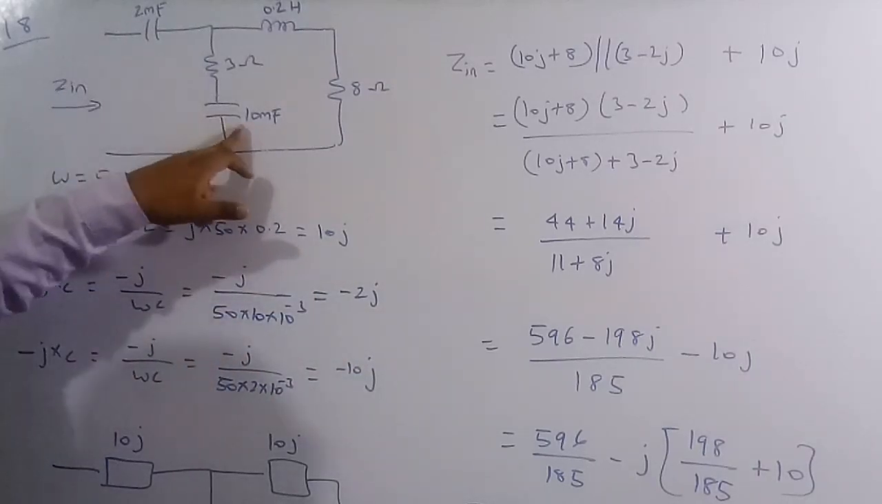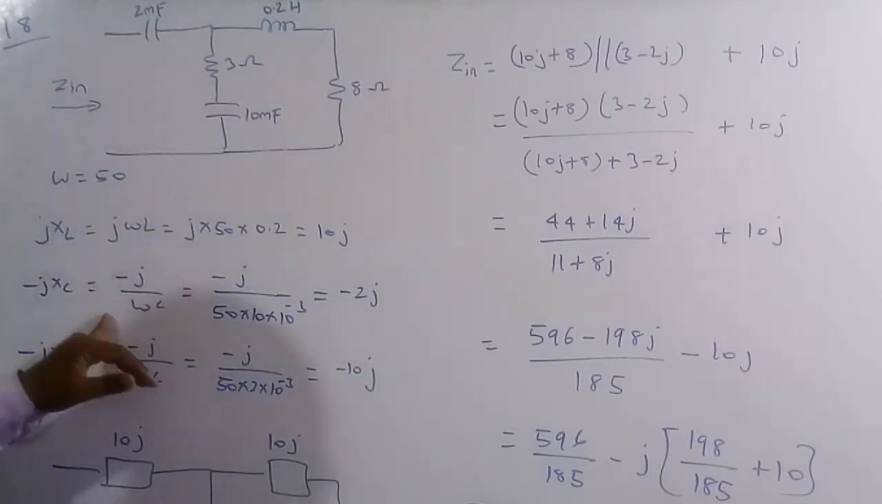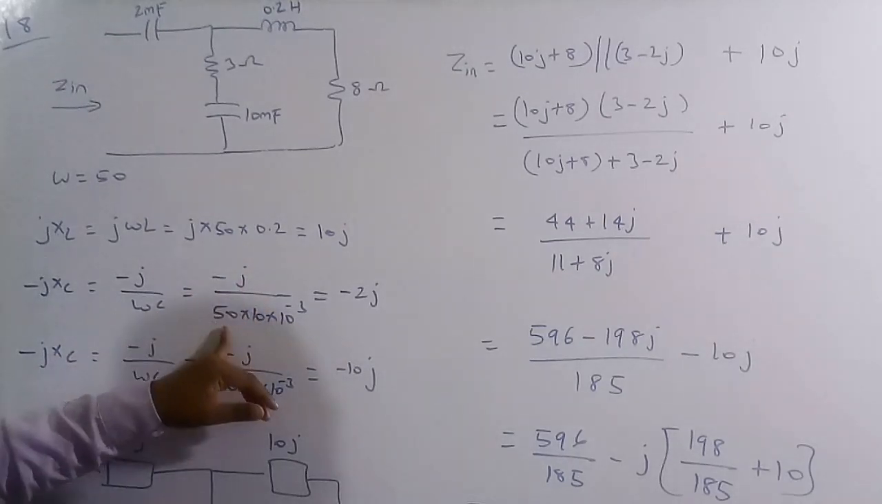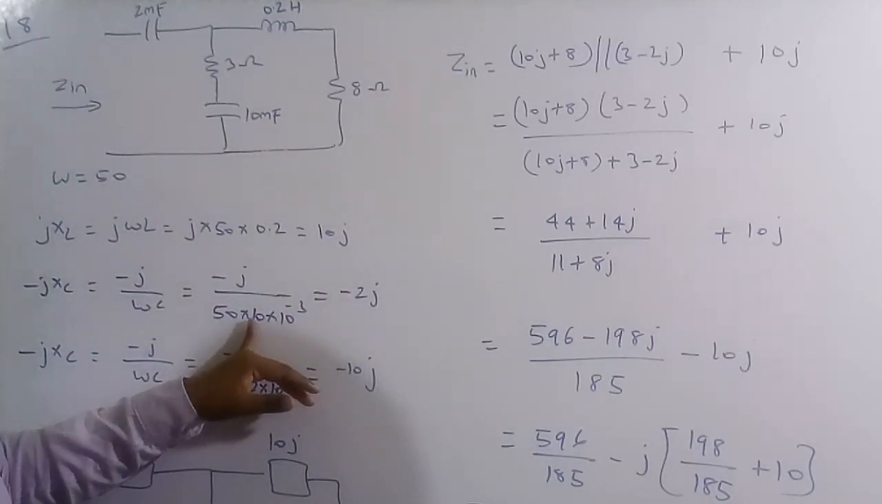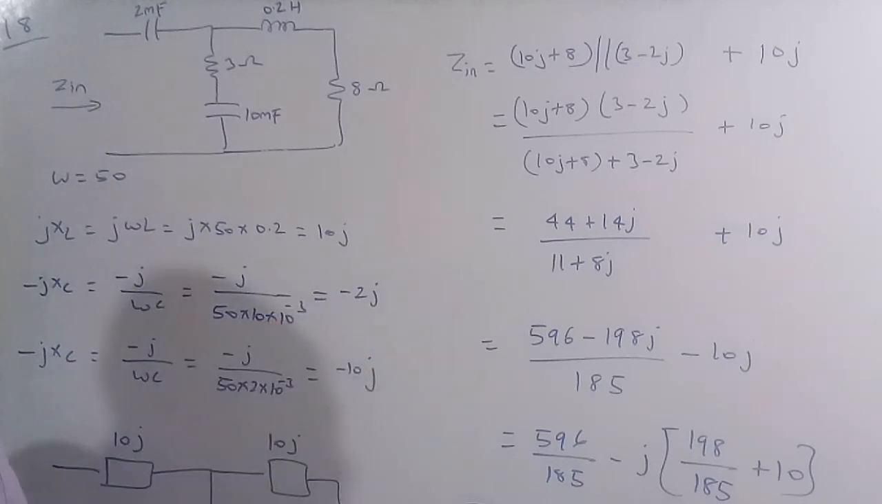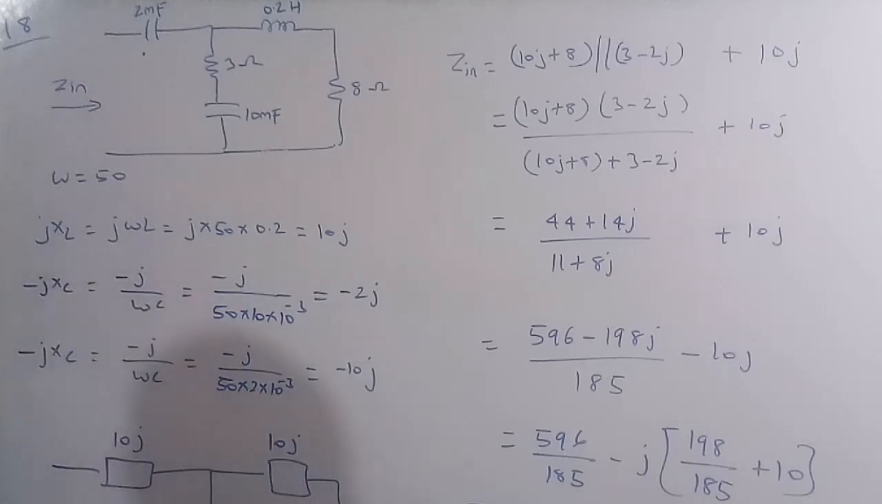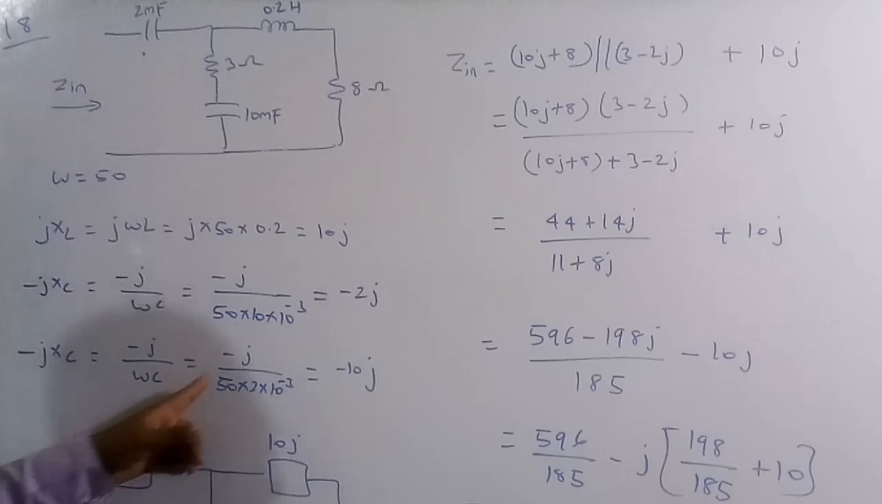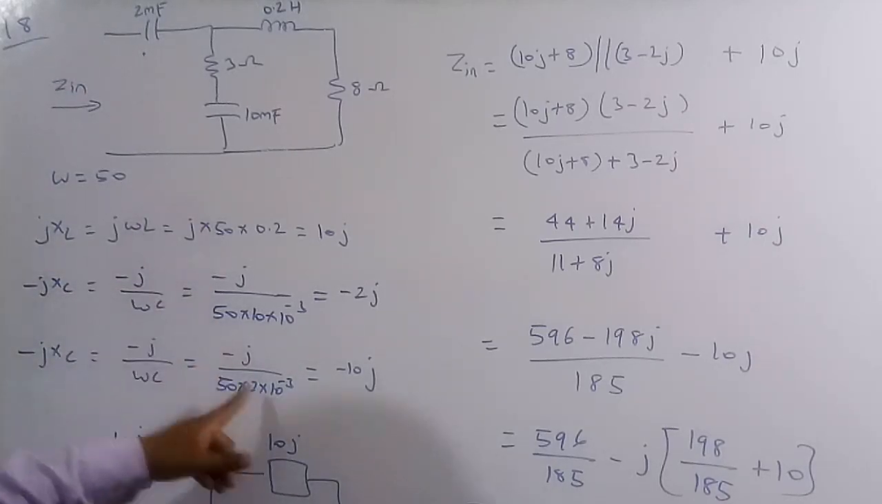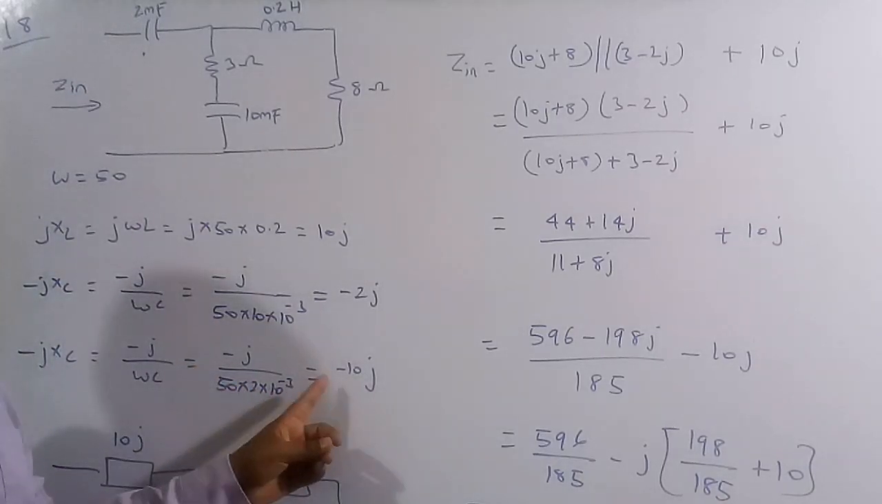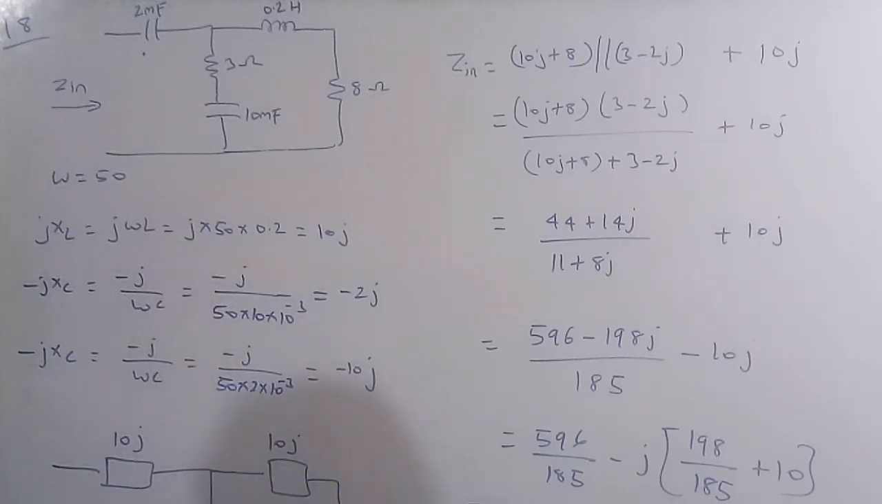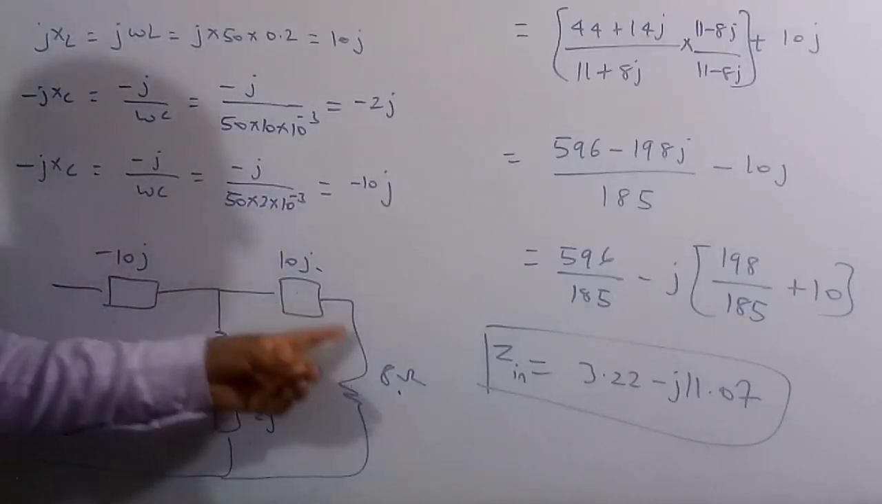Similarly, the capacitor is minus jXC, where XC is 1 by omega C. So minus j by 50 into 10 millifarad, which is 10 into the power of minus 3. If you solve this, we get minus 2j. Similarly, there is another capacitor of 2 millifarad. Minus jXC is minus j by omega C, so minus j by 50 into 2 into 10 to the power of minus 3. Then we get minus 10j. So we have converted the 0.2 Henry into 10j, the 10 millifarad into minus 2j and the 2 millifarad into minus 10j.